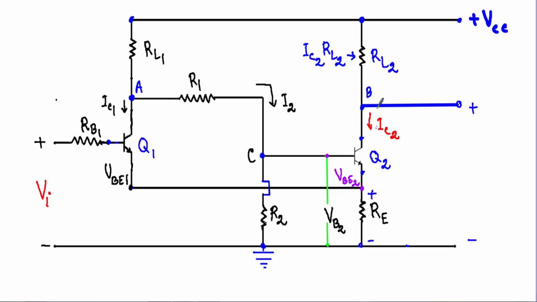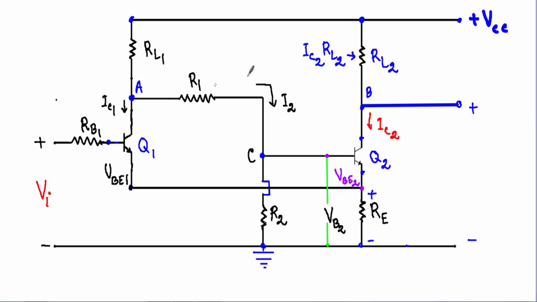The collector load resistor of the transistor Q2 is RL2, and you will see that the emitters of the transistors Q1 and Q2 are connected at the same point, and that point is connected to one end of the emitter bias resistor RE, and the other end of this RE is connected to the ground. And you will see that the collector of the transistor Q1 is connected to the base of the transistor Q2 through this R1 resistor, and one end of this R2 is connected to the base of the transistor Q2, and the other end of this R2 is connected to the ground.